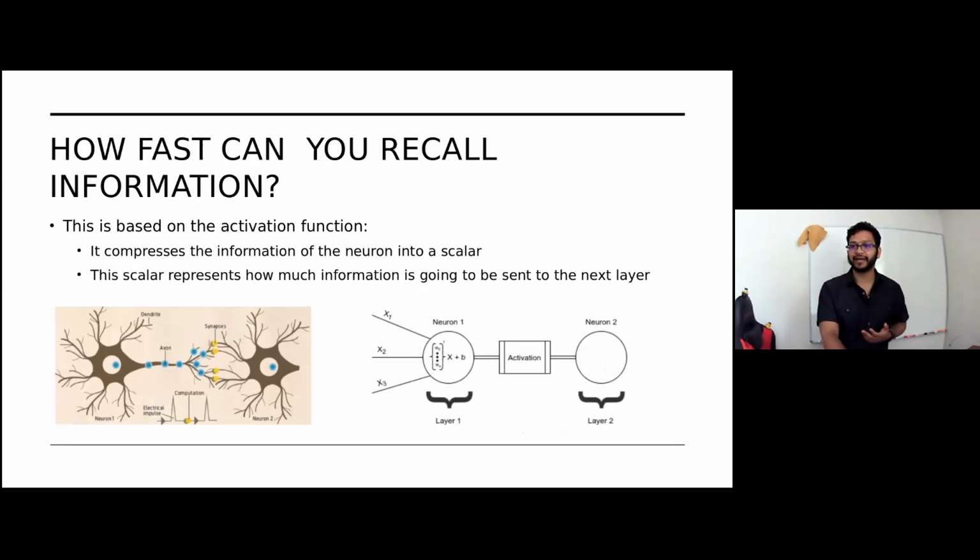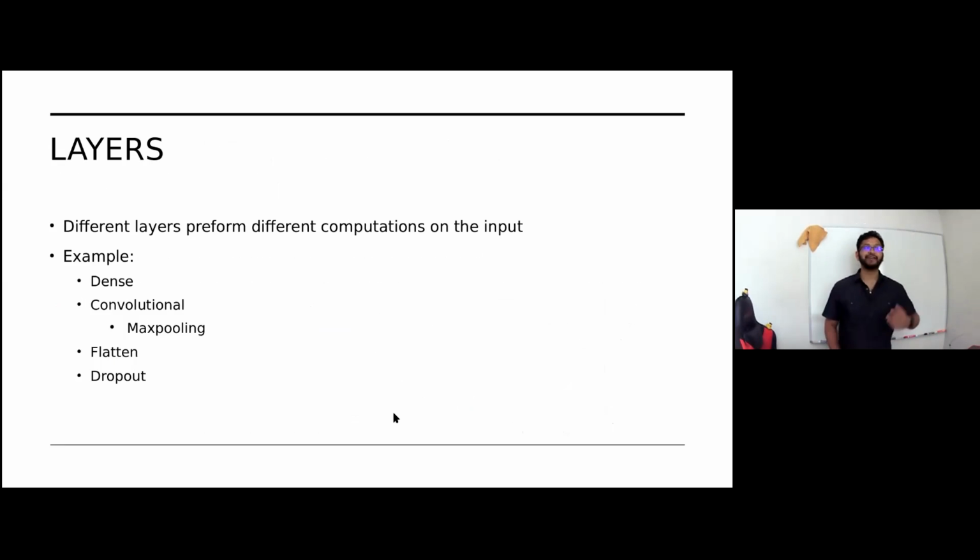So with that being said, there are different things in neural networks. We've talked about the activation function. So let's move on to the next thing, which are the layers. Neural networks are built up of multiple different layers. You have dense layers, convolutional, max pooling, flatten, and dropout. And by the time this talk is done, you guys should have a general understanding of what these layers do.